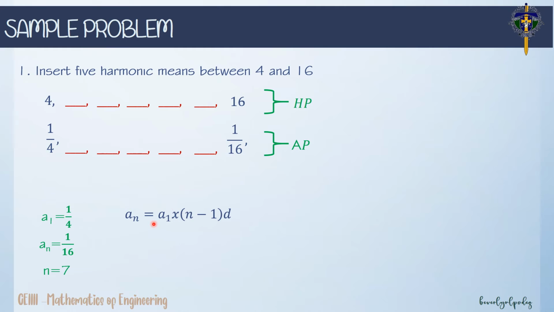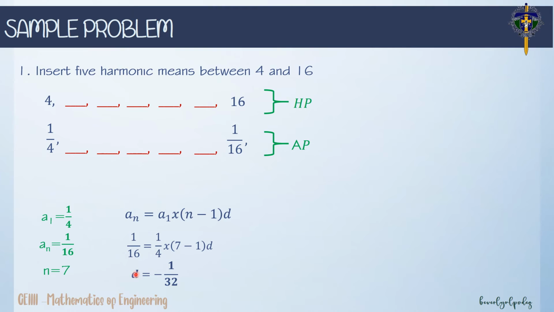a sub n is equal to a1 plus the quantity n minus 1 multiplied by the common difference. So again, our a sub n is 1 over 16. a sub 1, the first term, is 1/4. The value of n is 7. And we have one unknown, which is the one we are trying to solve. So d now is equal to negative 1 over 32.